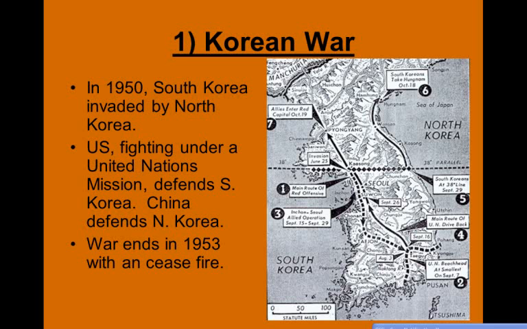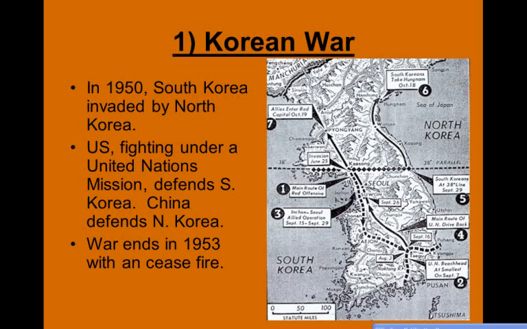That ceasefire is still in effect today, even though this year will be the 60th anniversary of that ceasefire. So basically, after 3 years of fighting, the war goes back to the exact same position where it was, with the 38th parallel being the dividing line, and that boundary is still in effect. This war has not ended.